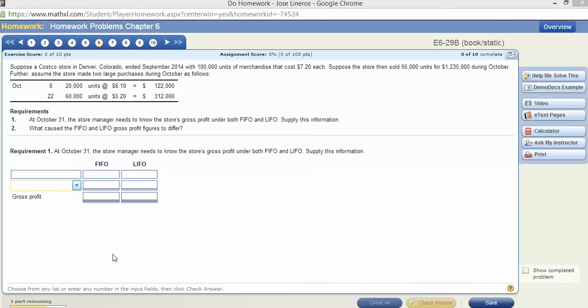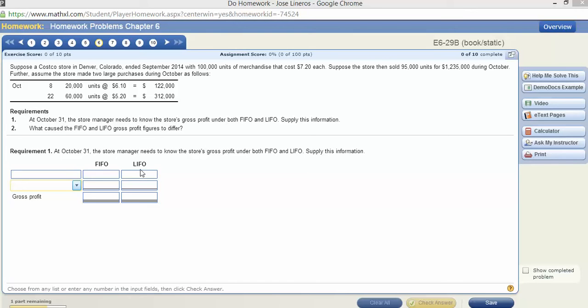Okay, let's look at inventory. That's one of the main topics in Chapter 6. The two methods we're going to talk about with problem number 6 in Chapter 6 are FIFO and LIFO. FIFO means first in, first out, and LIFO means last in, first out.